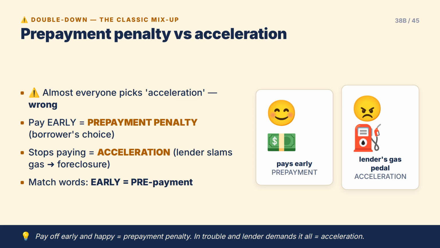Both clauses end with the whole loan being paid off ahead of schedule. But the difference, and the only thing being tested, is who makes it happen and why. Prepayment penalty: the borrower is the hero. They came into money, they're paying the loan off early by choice. The lender, counting on years of future interest, charges a fee as a consolation prize. Good news story, small fee attached.